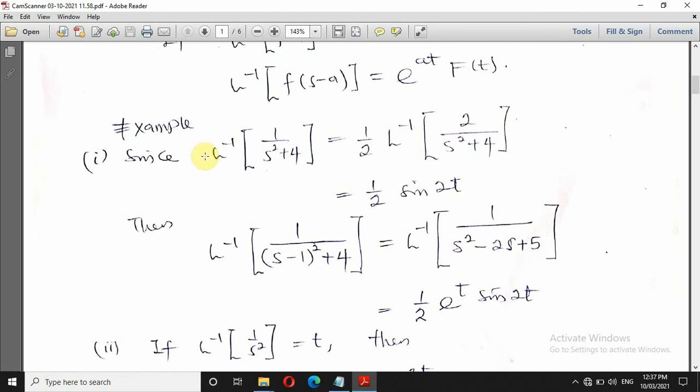Sine 2t will give us this. Now, by the time you have x minus 1, immediately what should come to your mind is that if you have x minus 1, that is actually exponential t, because you are shifting away from t. So 1 over x minus 1 squared plus 4. By the time you see x minus 1 squared, you are subtracting 1 from x. Definitely you are talking about exponential t. So that is why we have 1 over 2 exponential t sine 2t.